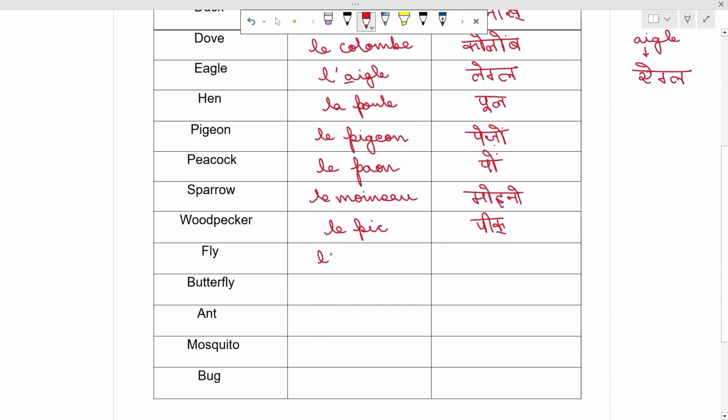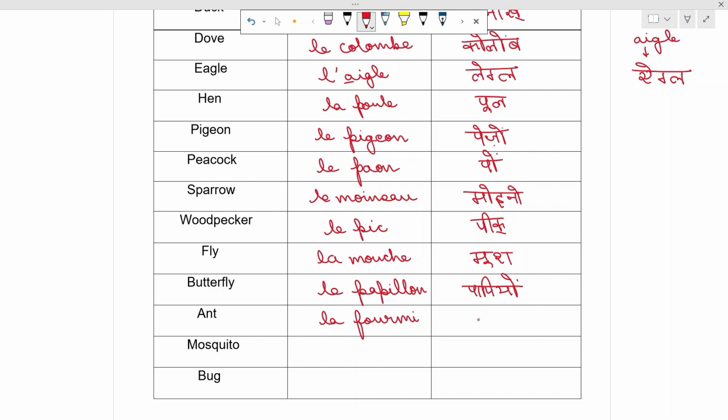Fly is la mouche. It is a feminine singular noun. La mouche. Butterfly is le papillon. Even though there are double L, the pronunciation is papillon. Le papillon. Ant is a feminine singular noun. Fourmi. The pronunciation is fourmi.